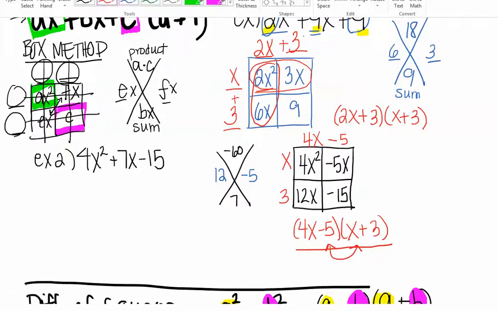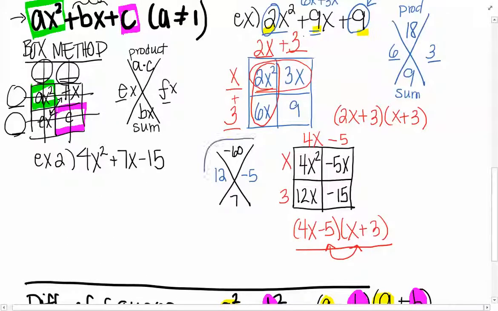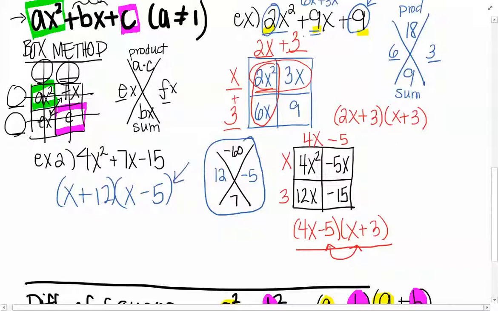Okay, so here's how it starts. It starts with the same first step, the diamond problem. The modified diamond where you have to multiply. So then you go ahead and you do x plus the two numbers, so 12, and x, well this is negative, so minus 5. Warning, warning, this is not the answer. This is not the answer. This is the answer, right?